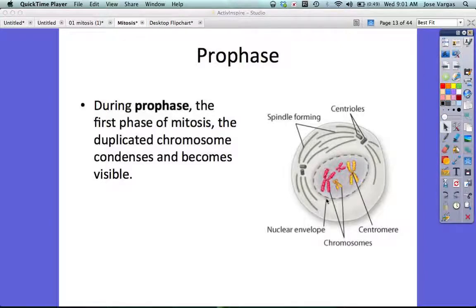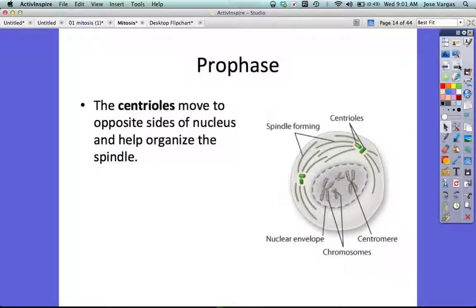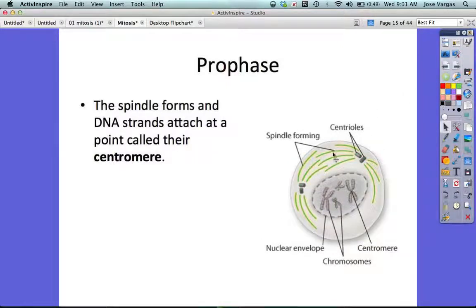In the first phase, the chromosomes are very visible. We can see the centromere here holding the chromatids. Here are the centrioles, the spindle forming. Everything is getting ready. The centrioles move to the opposite sides. We want to create two cells, so they're moving to opposite sides to help organize the spindle. The spindle forms, all these fibers form, and DNA strands attach at the centromeres. They want to start pulling them apart.